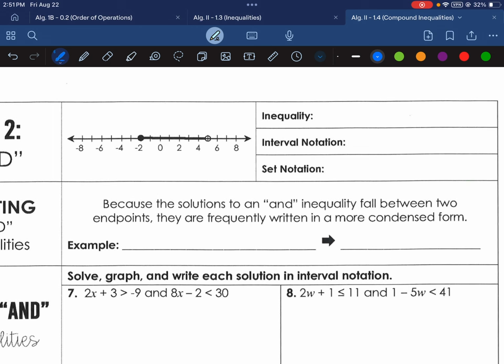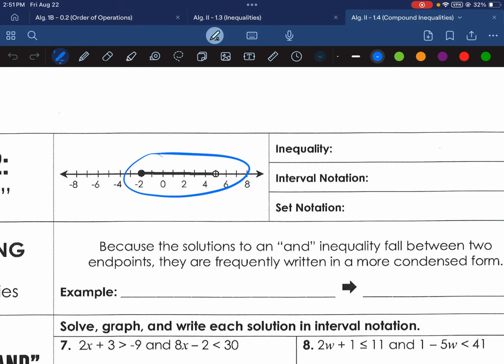And here, we see this graph where they connect in the middle. We don't see any arrows because it just exists between two numbers, including negative 2 in this case. So the inequality looks different, okay? So how we write our inequality is going to be x is greater than or equal to negative 2. That's this part of it, right? We're greater than or equal to negative 2. And x is less than 5. So both are true.